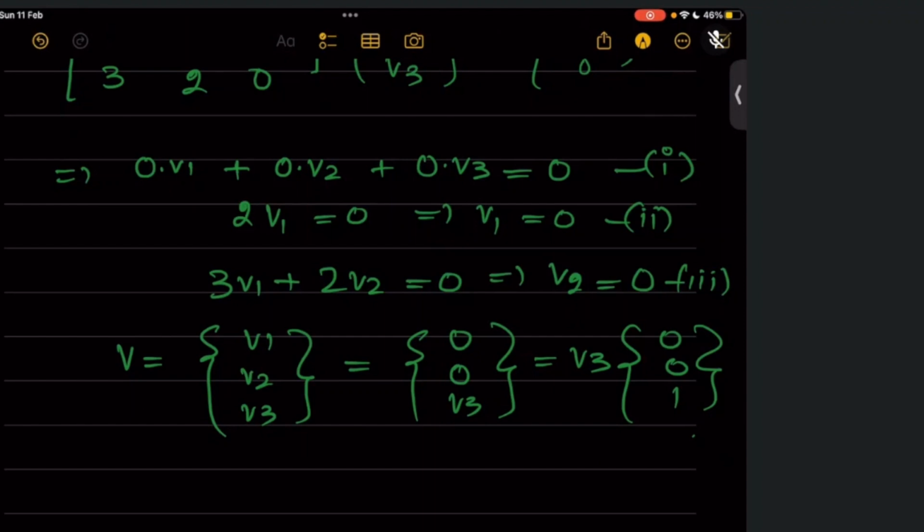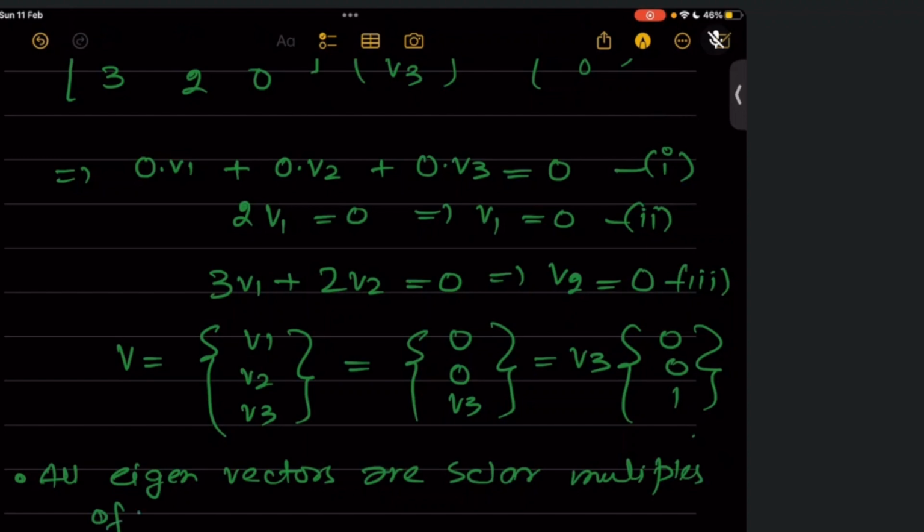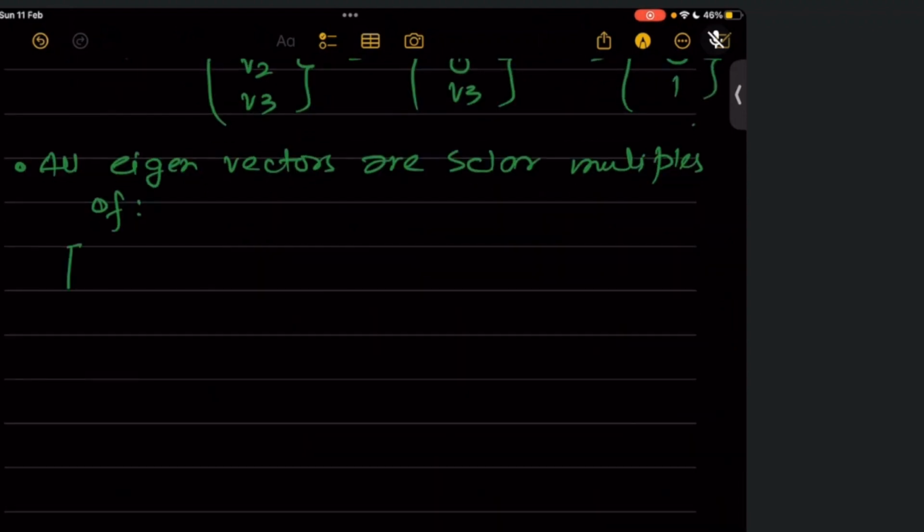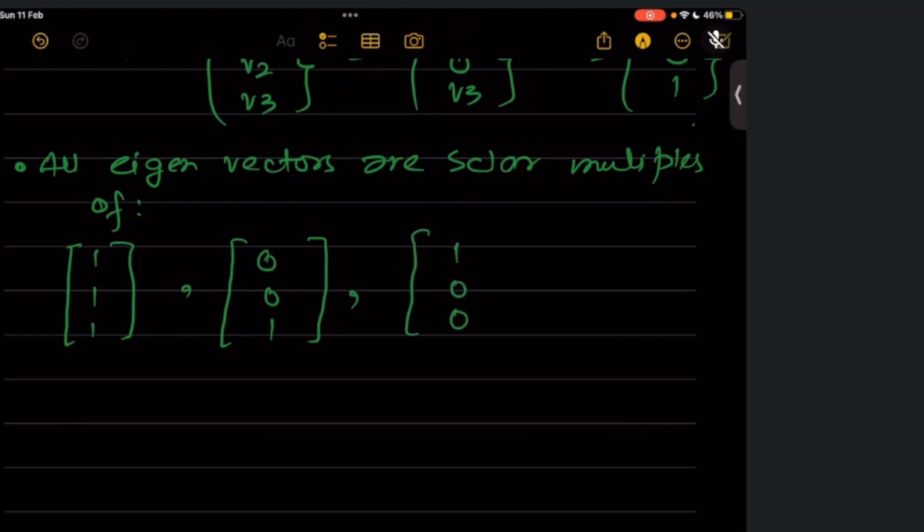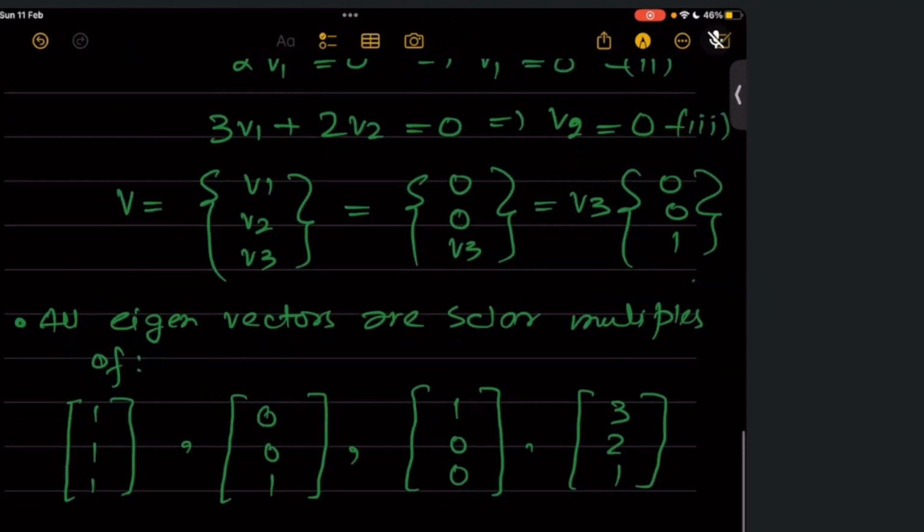Now going on to the statement part, which I was telling, in this question it is written that all eigenvectors of A are scalar multiples of, then the options are: the options you have been given are 1, 1, 1. The next option is 0, 0, 1. Third option is 1, 0, 0. And fourth option is 3, 2, 1. So which of these is correct?